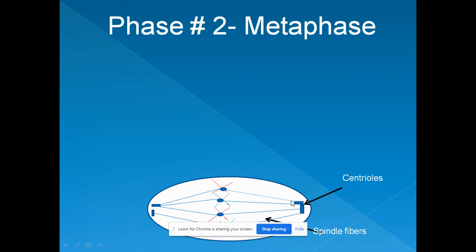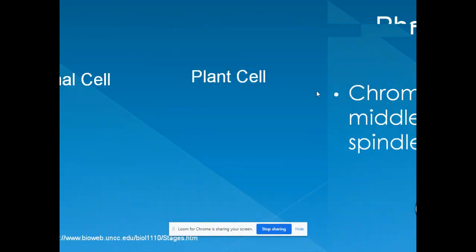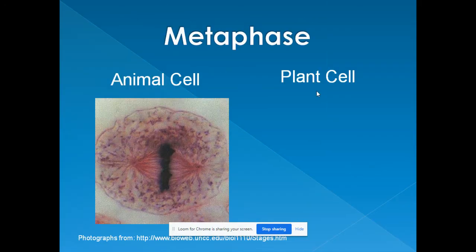So the idea is to have all your chromosomes in the middle, and when the chromosomes are aligned in the middle, that's when you have the metaphase happening. That's when you identify it. So chromosomes line up in the middle of the cell on the spindle fibers, and that's pretty much it. In a picture of an animal cell, you can see a centriole on one side, a centriole on the other side, spindle fibers connecting to the different chromosomes aligned in the middle of the cell.